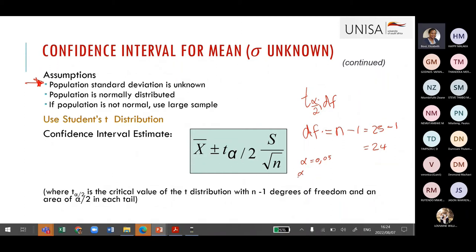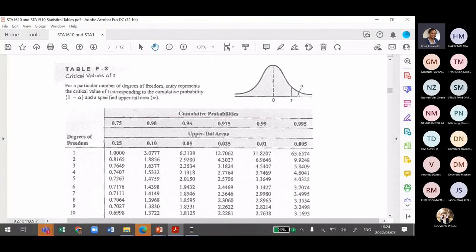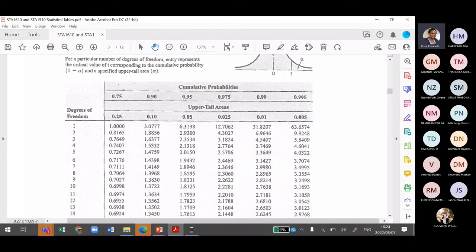If my alpha value is 0.05 at a 95% confidence interval, then alpha divided by 2 will be 0.05 divided by 2, and that will be 0.0250, and we need to go and find this critical value on the table. So now our critical value will be 0.0250 and the degrees of freedom of 24. Let's see if we can get that. We go to the T table. It's called critical values of T. This is the table we're going to be using. The table has the cumulative probabilities and the upper tail areas. You are going to ignore everything above. You're not even going to pay attention to that because it's going to confuse you. So ignore that.